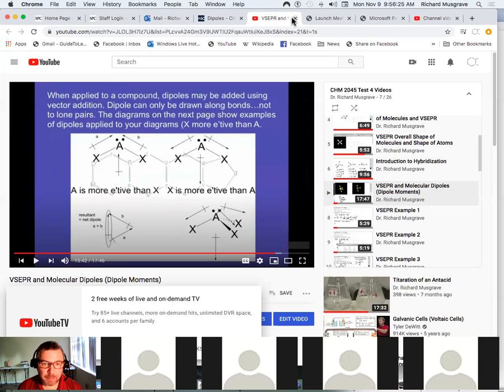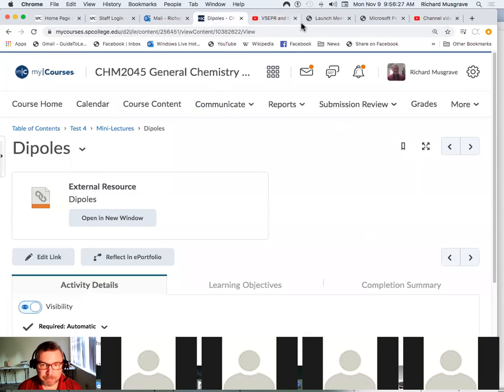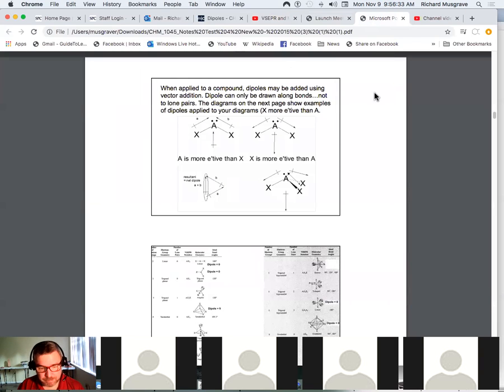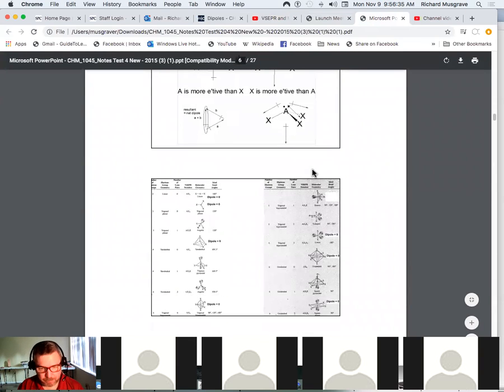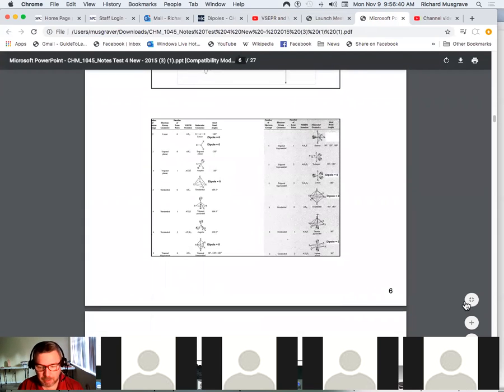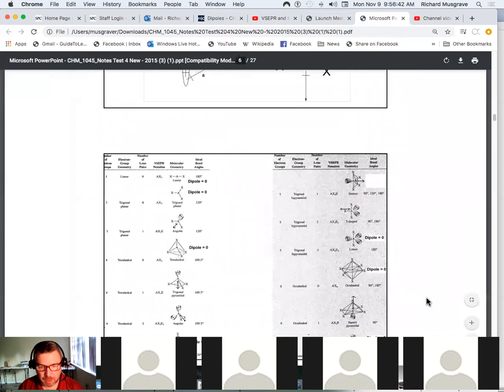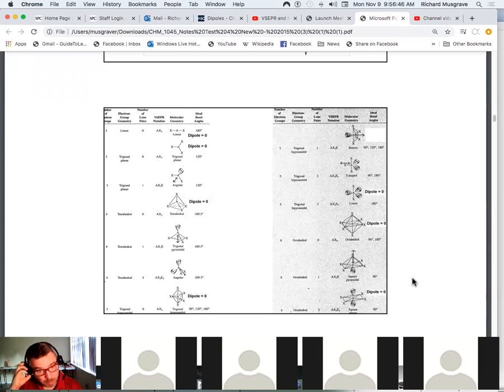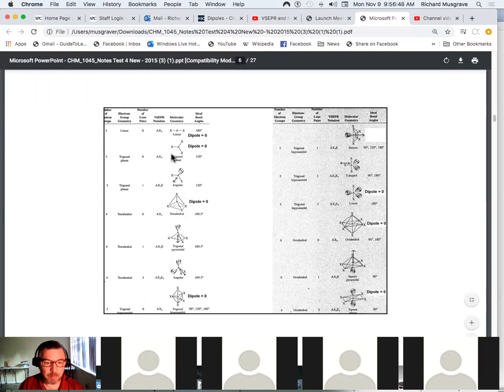I think one other important thing I can tell you here is that I've got these dipoles shown here. Let me enlarge this a bit. So for every single one of those cases, I'm showing what the dipole is.